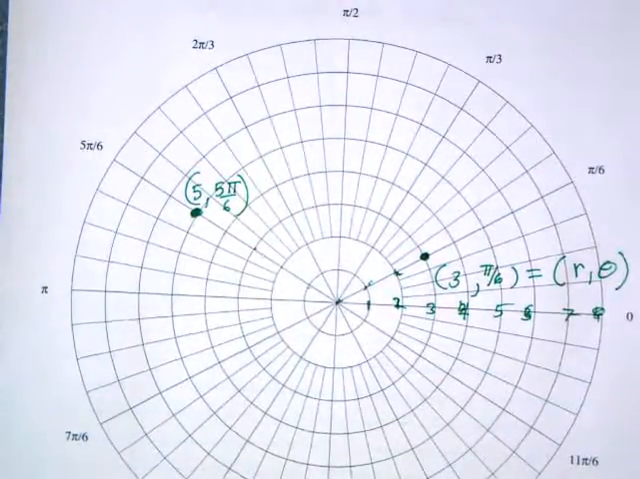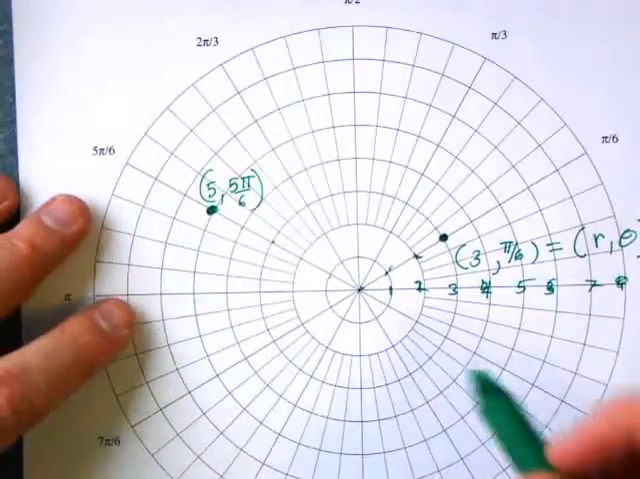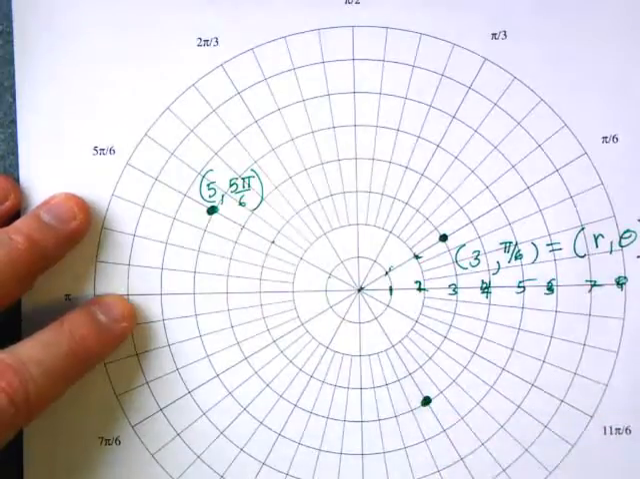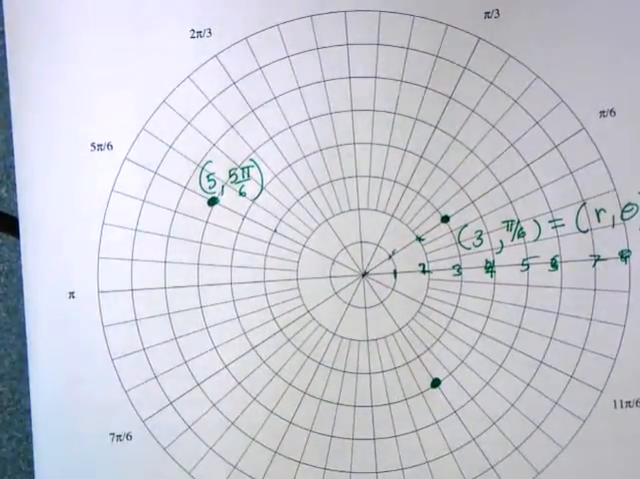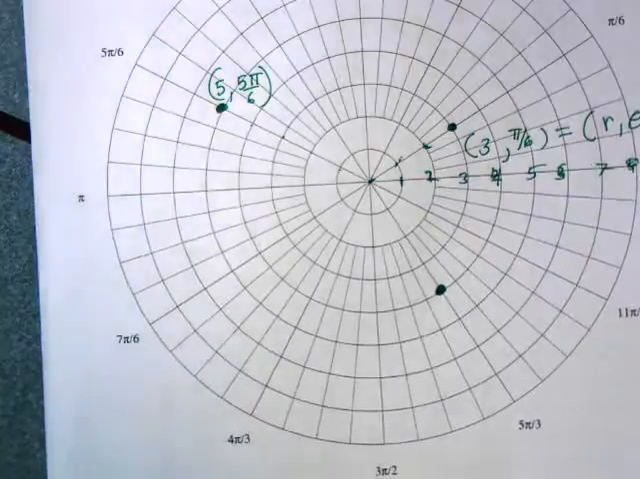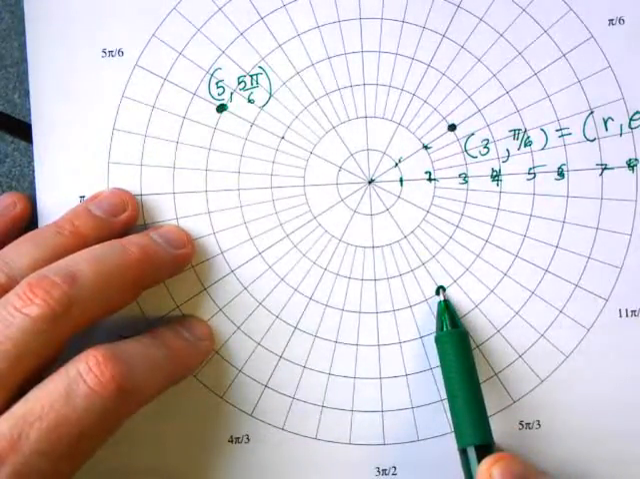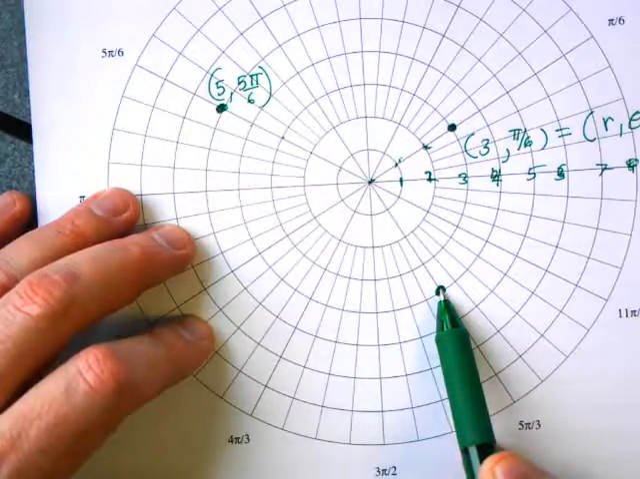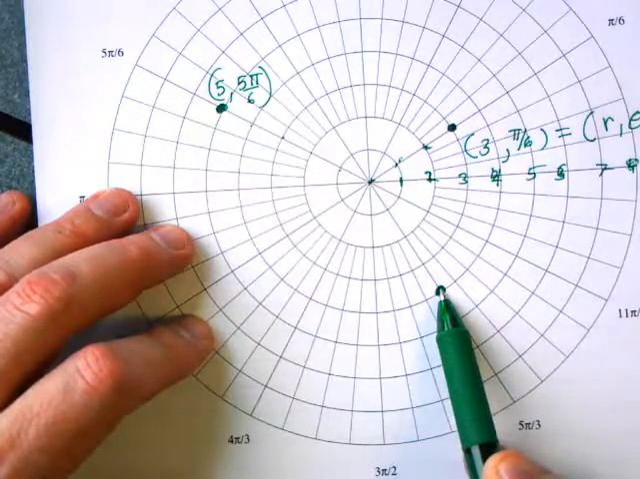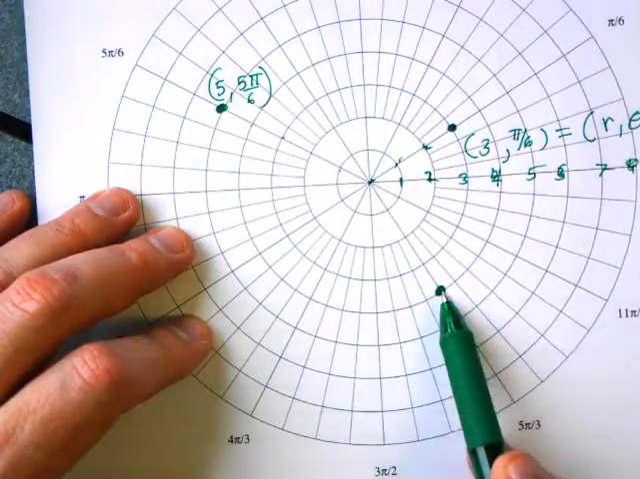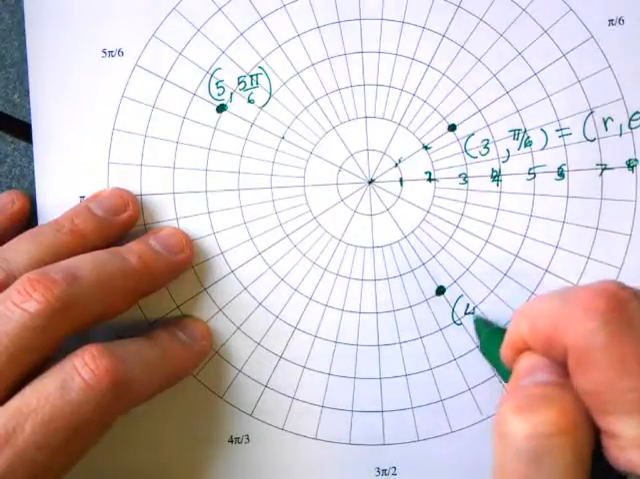And then how about this one? Can't see the angle there. What would you call this point? That's a good question. Well, what's the distance from 0? 4. And then what's the angle? 5 pi over 3.